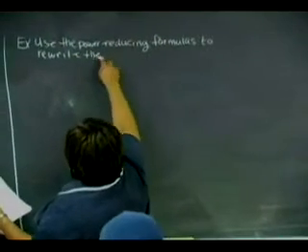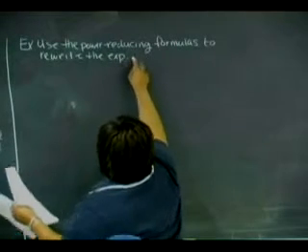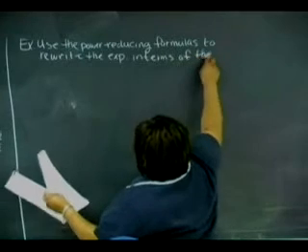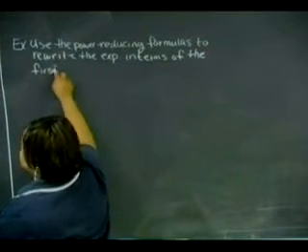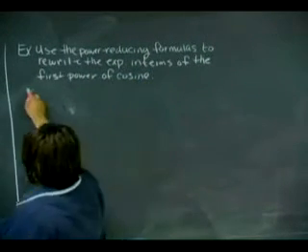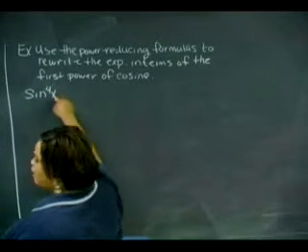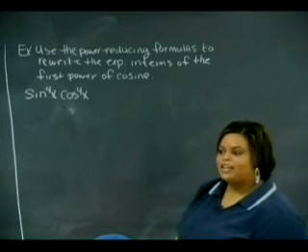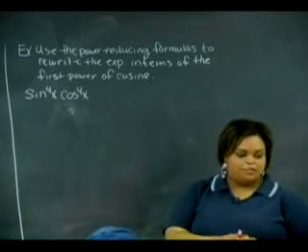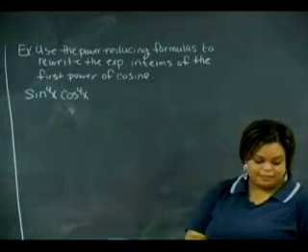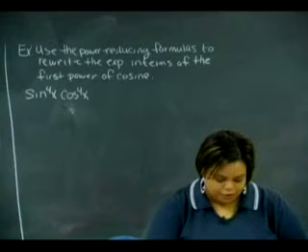Use the power reducing formulas to rewrite the expression in terms of the first power of cosine. And what we want to look at is sine to the fourth power of x times cosine to the fourth power of x. Okay? So they want us to reduce this down to where we only see what? First power cosines. Okay?